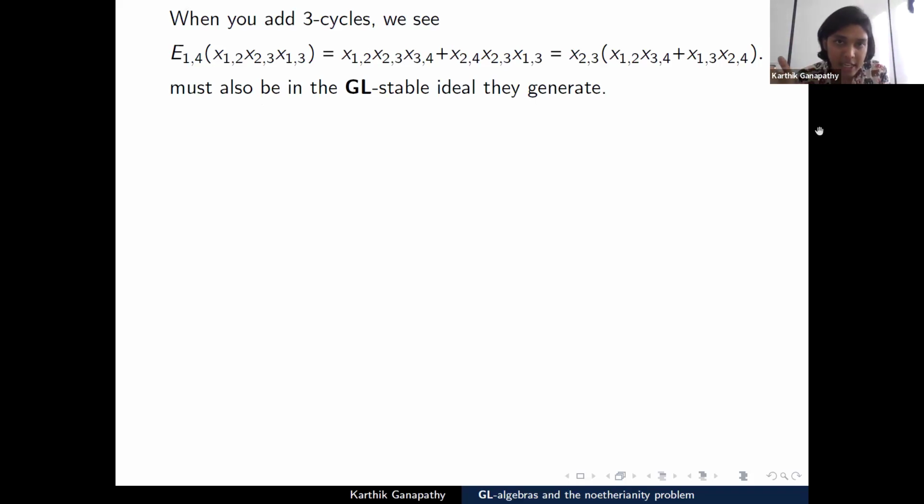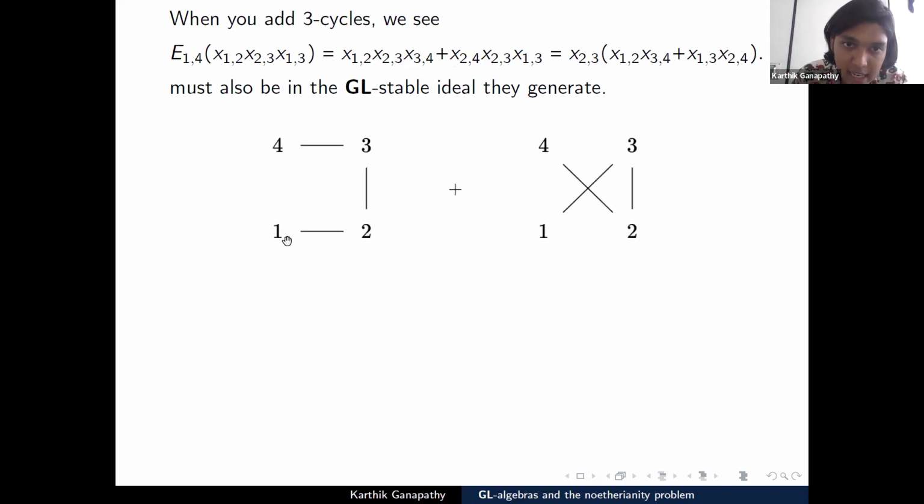So now when you take J3 and apply this Lie algebra element E14 and expand it out, what you get is, if you look at this three cycle and apply this Lie algebra element, you get another binomial expression, which graphically looks like this. So I started with 1, 2, 3, and it first breaks this edge and puts it along with 4, and it again breaks this edge 1, 2 and puts it along there. Okay, so we get that this binomial must also be in the GL stable ideal they generate.